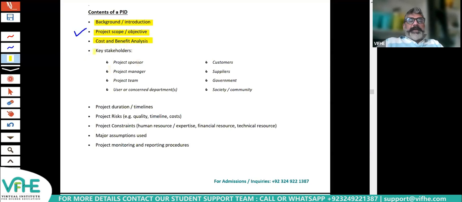Then you will identify who are the key stakeholders of that project. Stakeholder means people who are involved or affected by the project. So there could be internal stakeholders like project sponsor, project manager, project team, or the user or the concerned departments. In fact, even the board is an internal stakeholder, board of directors, okay? And depending on the project, there might be some external stakeholders like customers or suppliers or government or society. So this is a comprehensive list of possible stakeholders I have given. It will depend on the nature of the project. So we have to identify who are the key stakeholders of the project so that we can work closely with them. Understood?